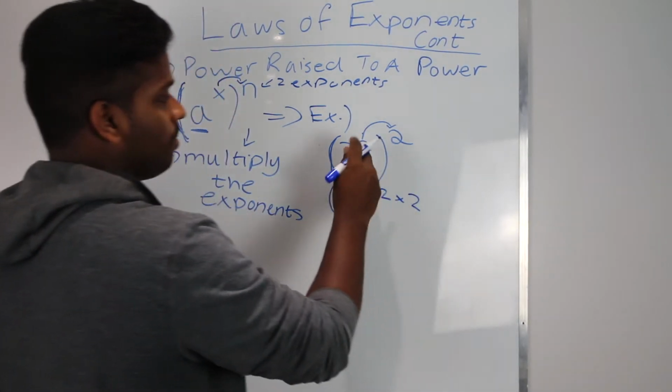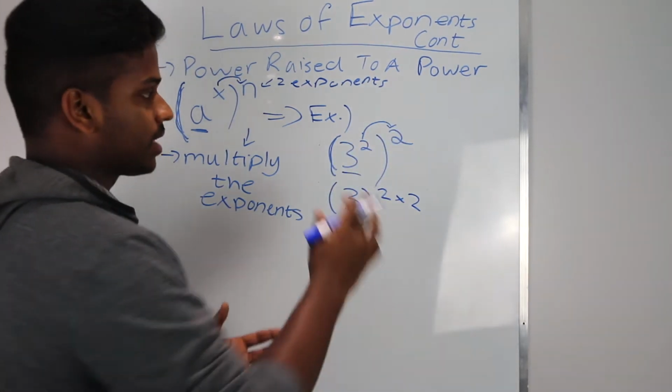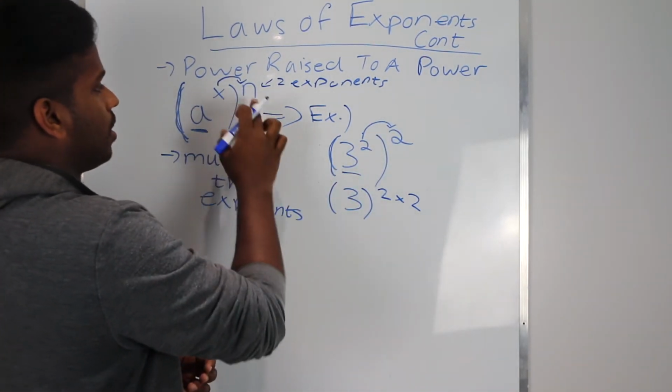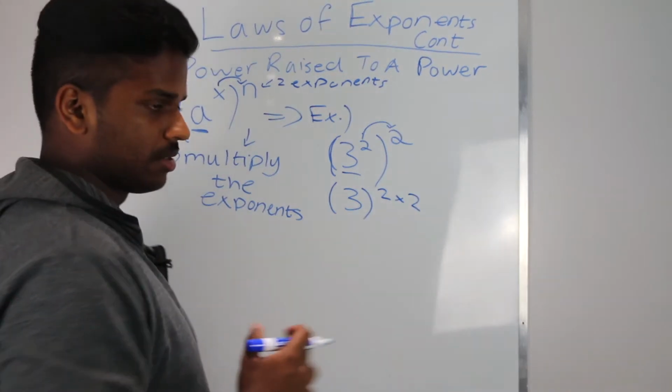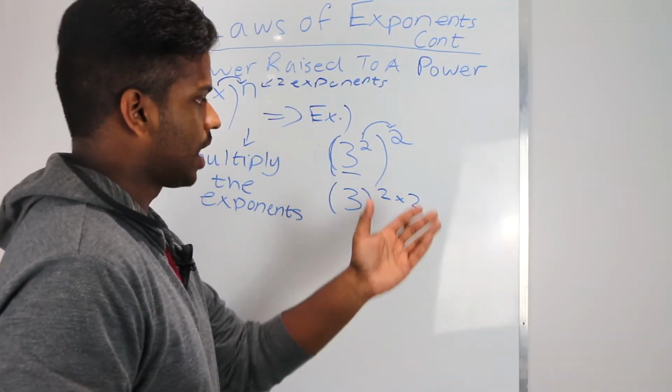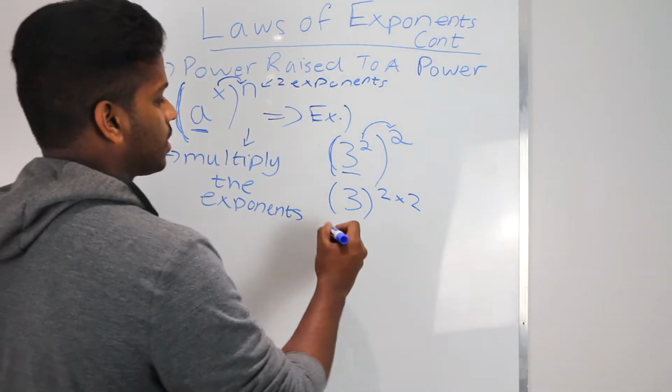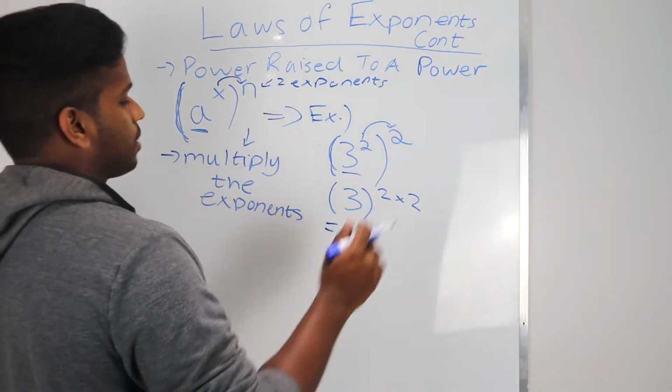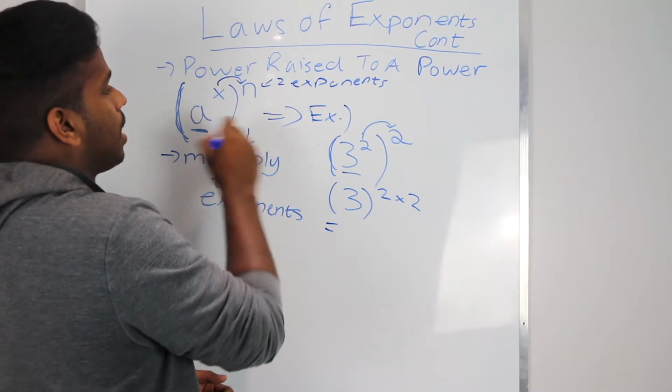And they could be the same. The two exponents could be the same, like in this example, and they could be different. That's why I put x and n, so they could be two different numerical values. In this particular example, they're the same, but just to make things clear, the rule applies for all kinds of situations where you have this.